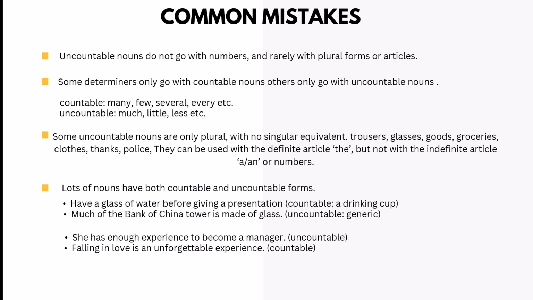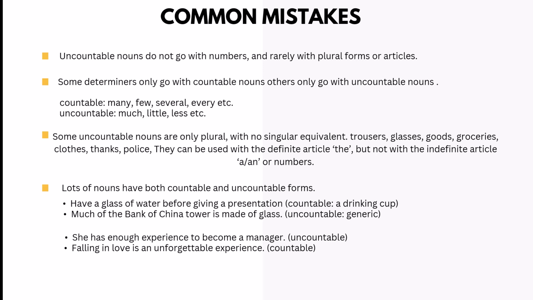The second point is that some determiners only go with countable nouns, others only go with uncountable nouns. We have some determiners that only go with countable nouns, like many, few, several, every, and so on. And also we have some determiners like much, little, less, and so on, that are only used with uncountable nouns. Just with uncountable nouns.